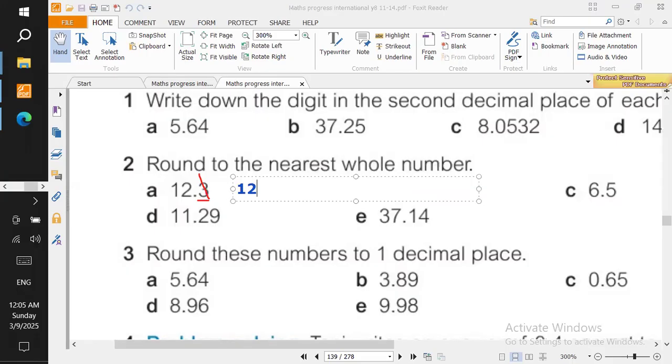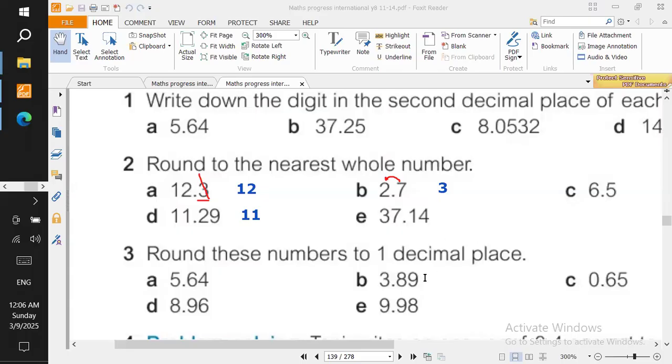This is the whole number rounding. If it's less than 5, like this too, just remove it. So the answer will be 11 here. Number 2.7: if the number is 5 or more, so we look at this number, it means we have to add 1 to the number. So this one will be a 3. So rounding to a whole number, you just look at the number after the decimal point.